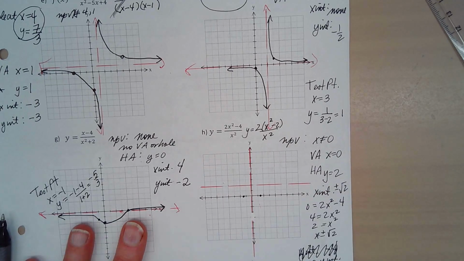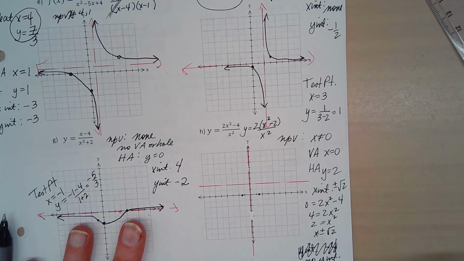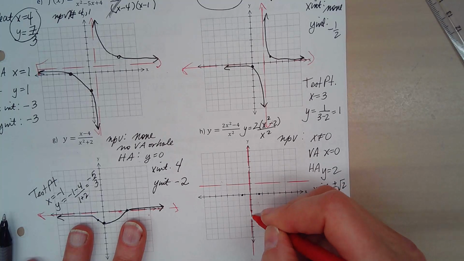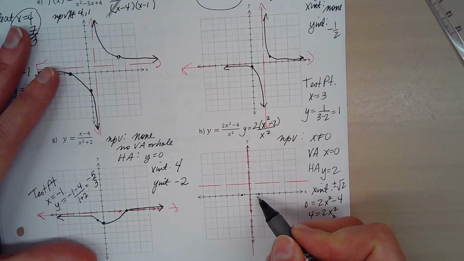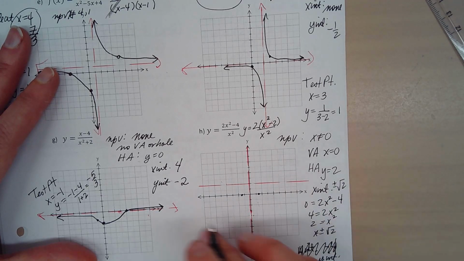Okay, so what does this graph look like? What do I have here now? That would have been weird to graph it. I have a point here, and all these asymptotes.